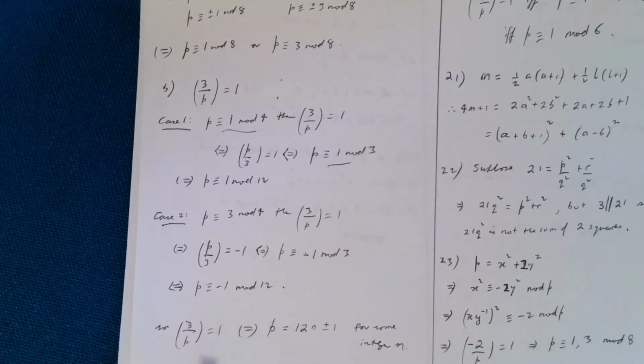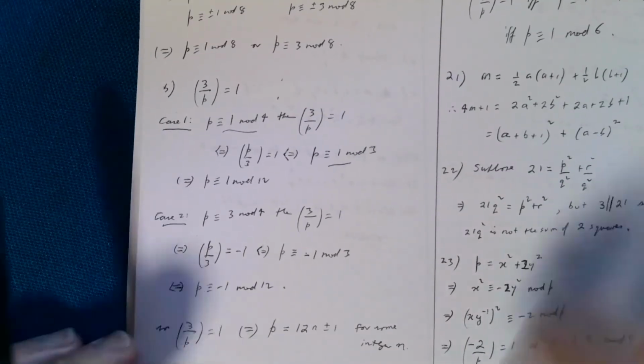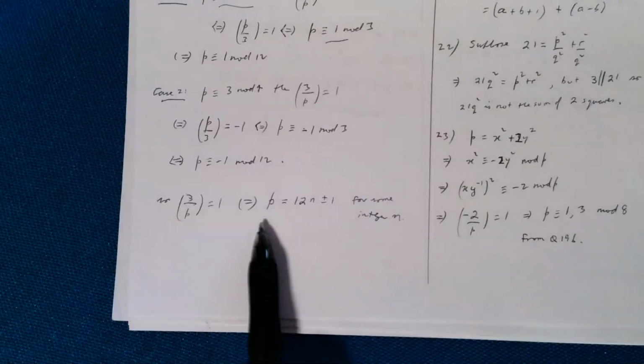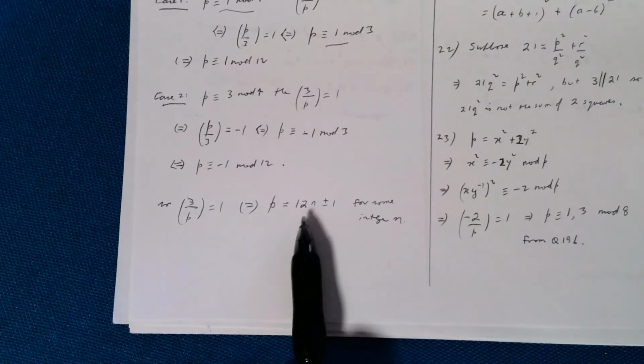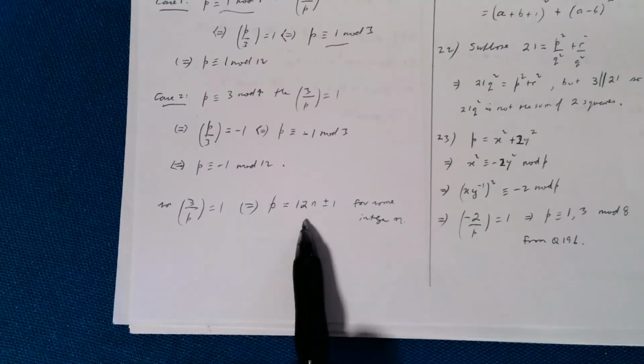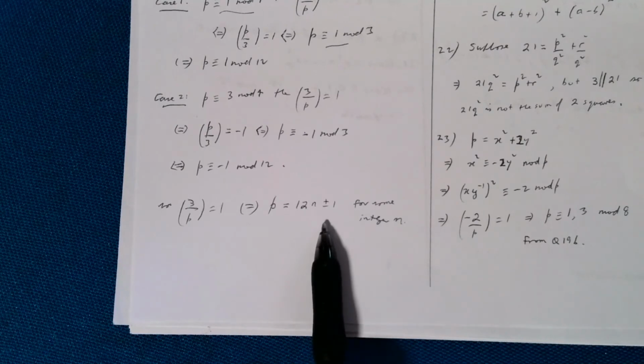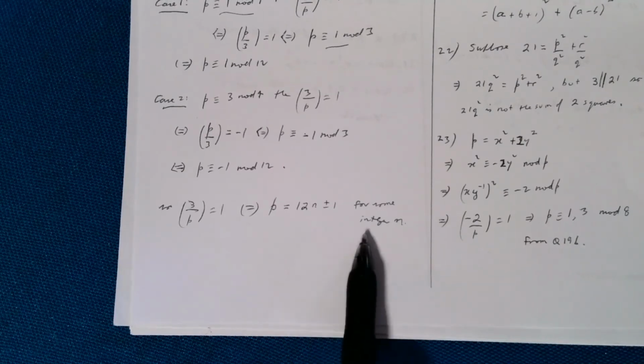So that means 3 is a square modulo p if and only if p is plus or minus 1 mod 12, that is, it's 12n plus or minus 1. And questions C and D are done similarly.